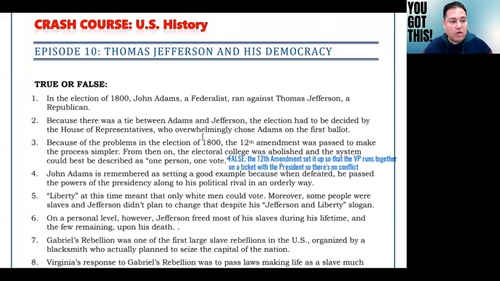All right. Question number one. In the election of 1800, John Adams, a Federalist, ran against Thomas Jefferson, a Republican. That is true. So all you need to put is true for number one.